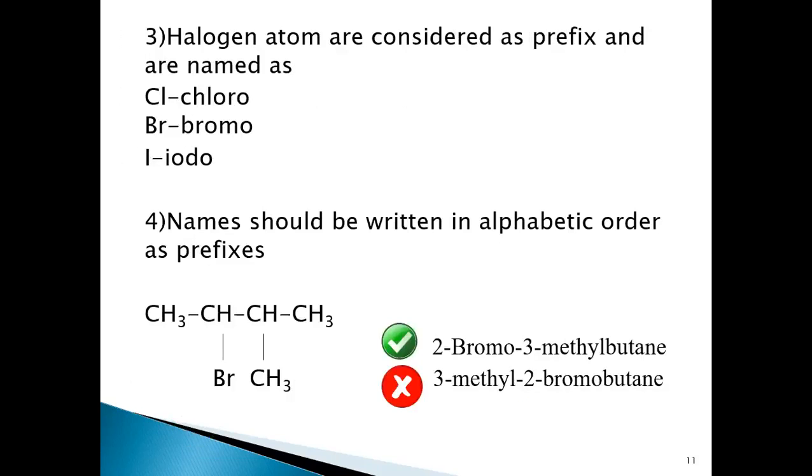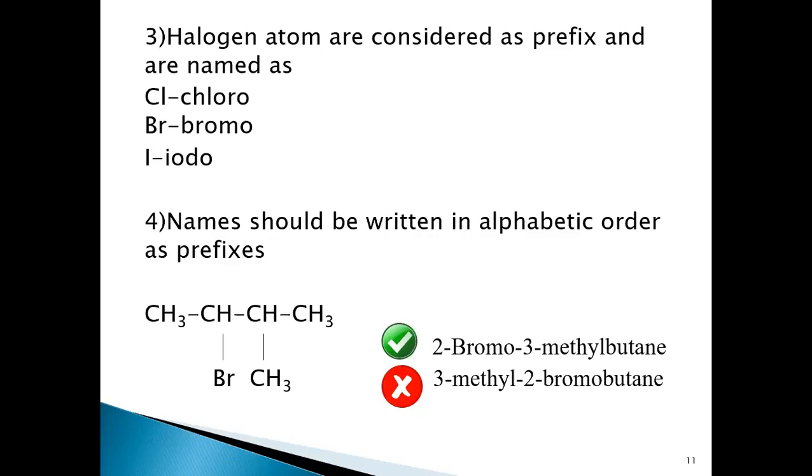Third rule is halogen atoms are considered as prefix. As you know, how many halogens are there? Fluorine, chlorine, bromine, iodine. The prefix name of chlorine is chloro. For bromine, bromo, and for iodine, iodo.